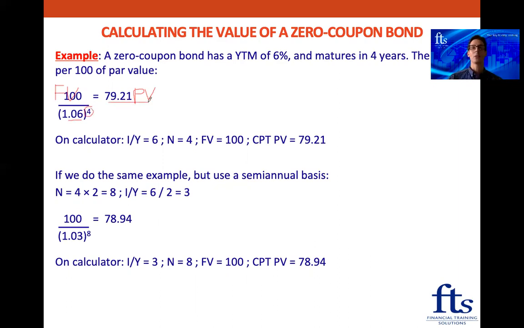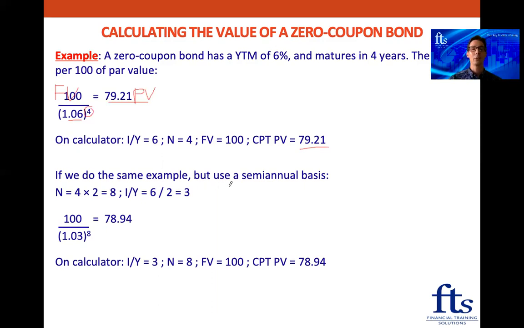So as investors, what will we do if we invest in this bond? We will pay $79 today, and we're going to get $100 in 4 years' time, nothing in between because it's a zero coupon bond. And these are the calculated steps, just like a normal present value calculation that we're good at. I'm not going to worry about that.